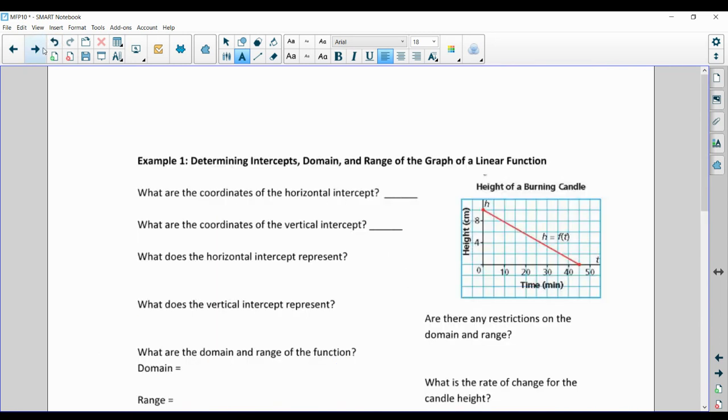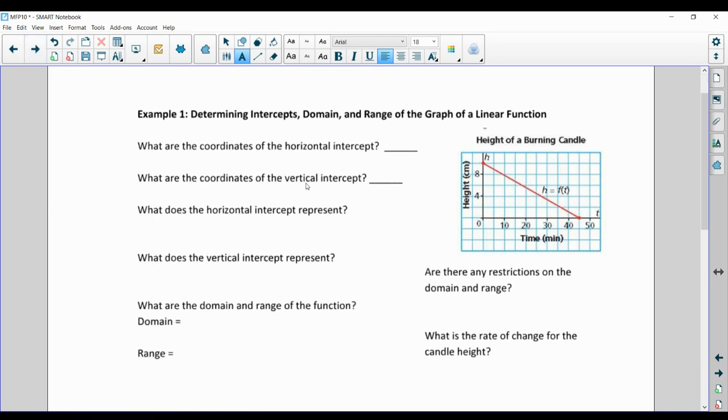Okay, so let's go on and take a look at the next page here. So example 1, determining intercepts, domain, and range of the graph of a linear function. So what are the coordinates of the horizontal intercept? So the horizontal intercept is, think of the horizon, it's flat. So where does our graph hit this axis? And it hits here, which is 45.